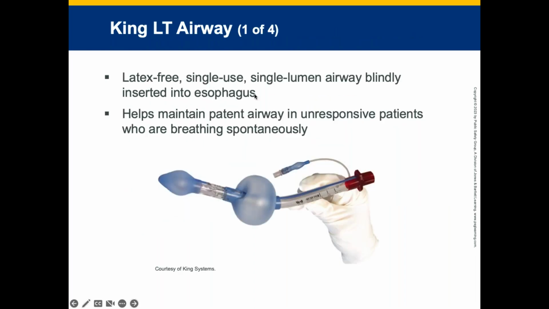These right here are the King LT airways. They have the LTDs and different versions of these as well. So this is the King LT airway, which is latex-free, a single-use, single-lumen airway blindly inserted into the esophagus. So this end here goes in the esophagus. This goes in the oropharynx, sealing off both ends, allowing for air to be delivered through the tube out these small little eyelets down here, allowing for oxygenation.